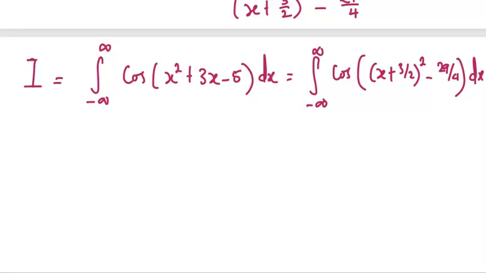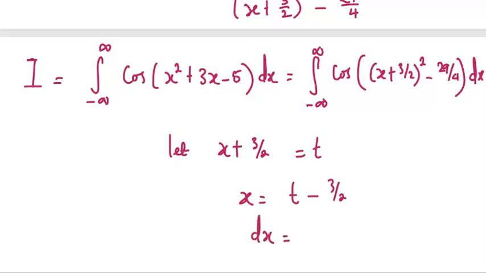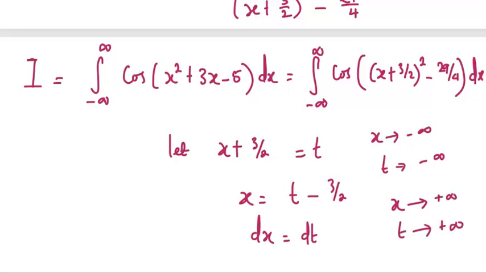So the right substitution here is we're going to let x plus 3 over 2 equal t. So for x, x is equal to t minus 3 all over 2. Differentiating both sides, we get dx is equal to dt. Now, when x is approaching negative infinity, t is also approaching negative infinity, since negative infinity plus 3 over 2 is negative infinity. When x is approaching positive infinity, t will also approach positive infinity.